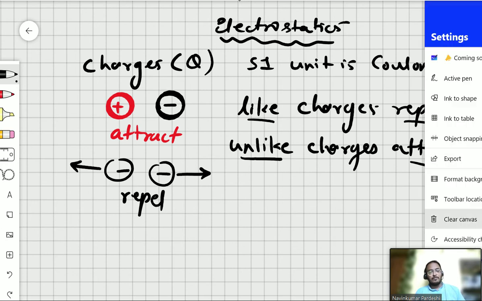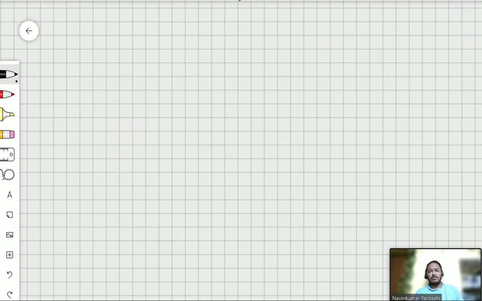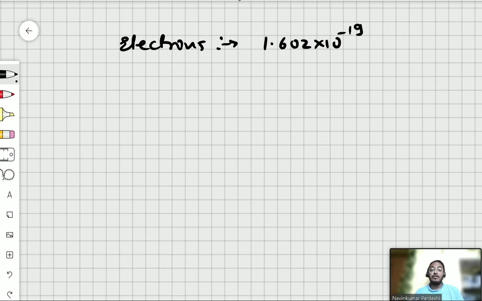The next thing that we are going to learn about charge: just think about the question, what is the smallest charge that can be transferred from one body to another? Yes, we have heard about electrons. What is the charge on one electron? It is 1.602 × 10^-19 coulombs. It is denoted by capital letter C. Remember this also: 1.602 × 10^-19 coulombs.